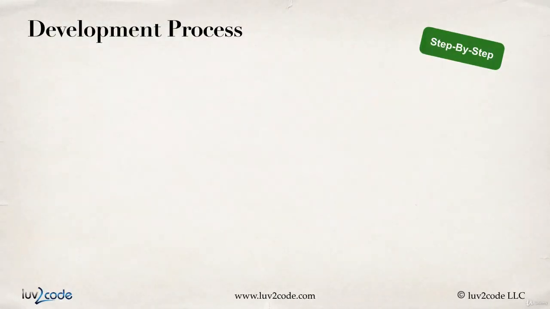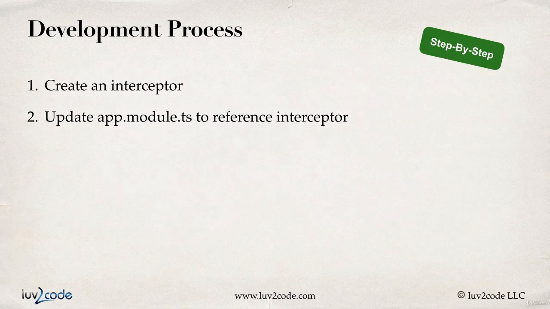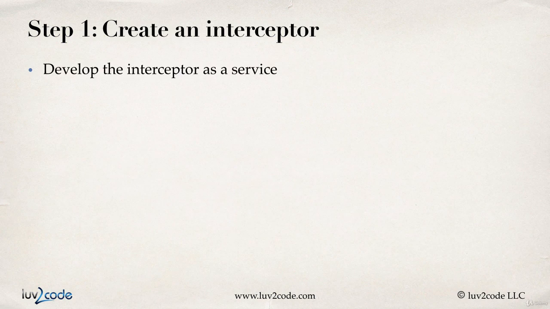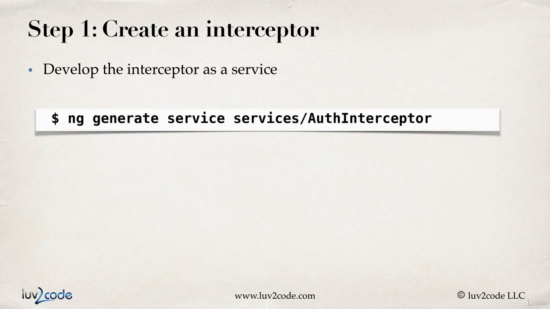So here's our development process. In our first step, we're going to create an interceptor. And then in the second step, we're going to update the app module TS to reference our new interceptor. For creating the interceptor, we'll define it as an Angular service. So we can generate this service by making use of the Angular CLI: ng generate service services/auth-interceptor.